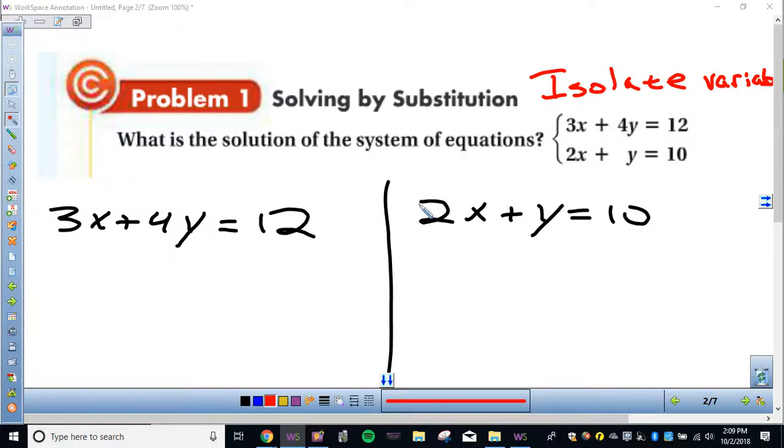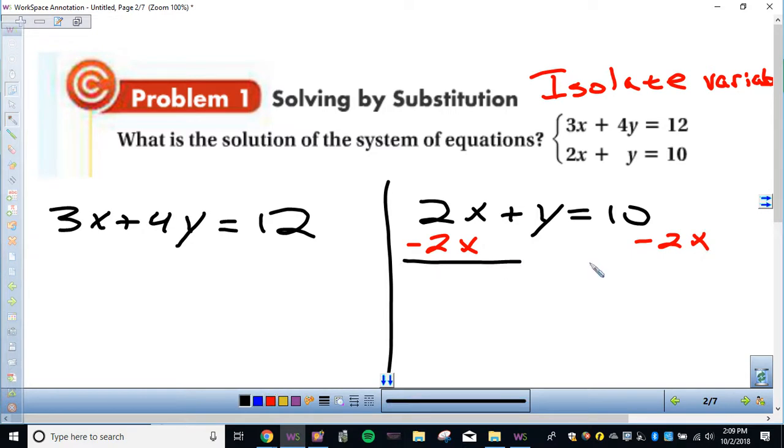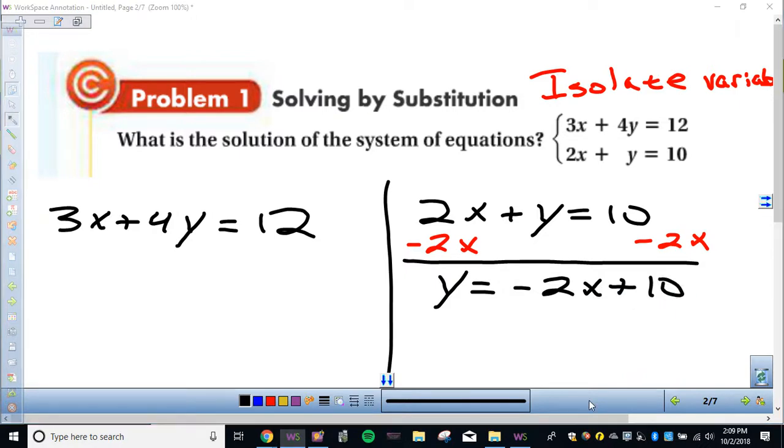So how do we solve for y in that second equation? Subtract 2x. So we subtract 2x from both sides. You get y equals negative 2x plus 10. And I'm just leaving this in slope-intercept form with the x term first and then the number term second. So we've isolated the variable.